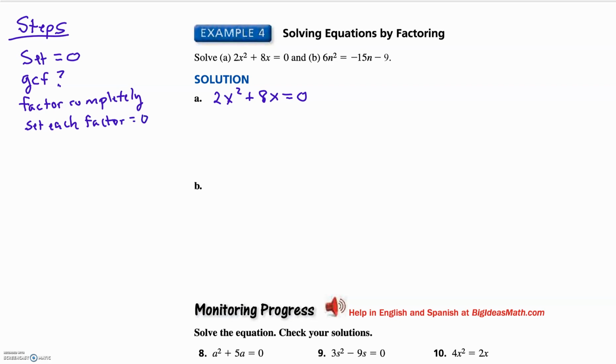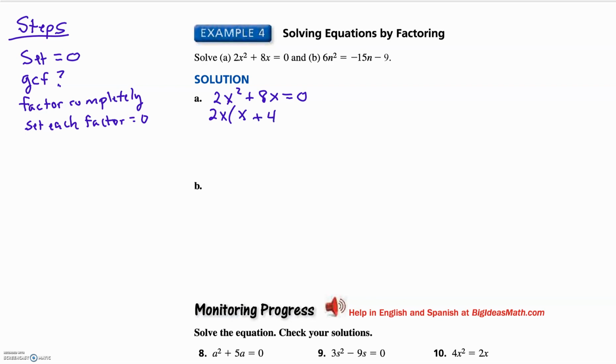Okay, so part A, it's already equal to 0, it's already in standard form. We're going to factor it completely by first looking for the GCF. Now notice we have a factor of 2, 2 and 8 are both divisible by 2, and both of them have a factor of x. So we take out the GCF, which is 2x. We take a 2x out of the first term, we have an x remaining. If we take a 2x out of the second term, we have a 4 remaining.